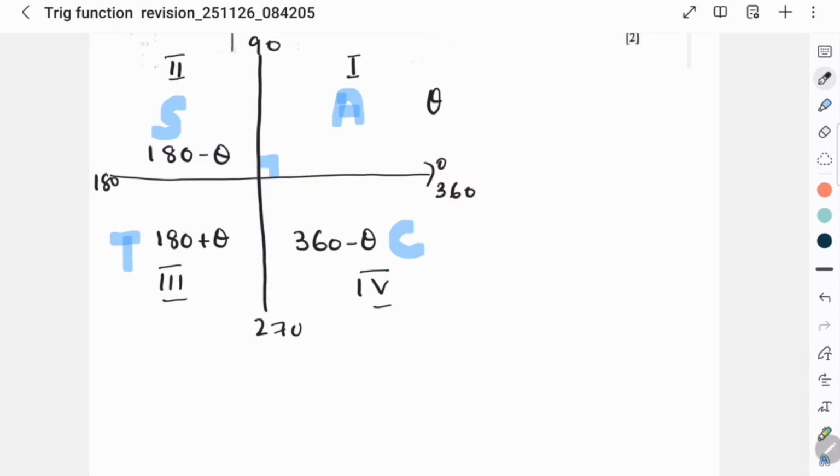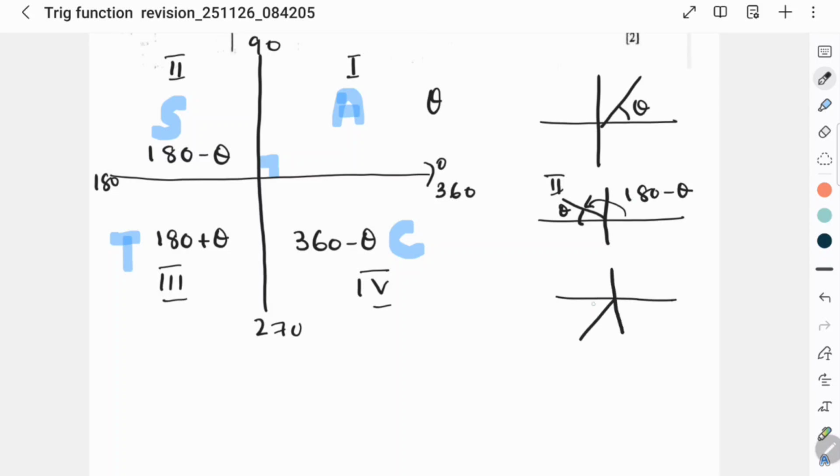You remember that you have the basic angle theta, and if your angle is here, then obviously it means 180 minus theta. I'm just making this separate, then you will understand. This is theta, first quadrant, second quadrant, your reference angle is there. So that is 180 minus theta. If it is in the third quadrant, then this is 180 plus theta. And if it is in the fourth quadrant, then it will be 360 minus theta.